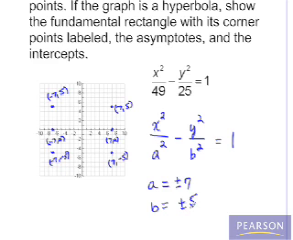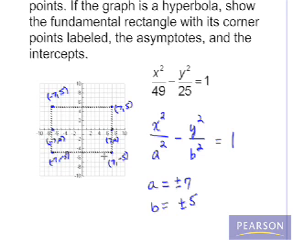A is being the x coordinate and b being the y coordinate. And now we can connect those 4 points with a rectangle, and that is what our fundamental rectangle will be. So let's draw that rectangle in. So there's our fundamental rectangle.